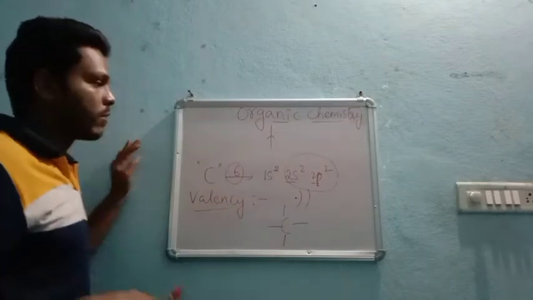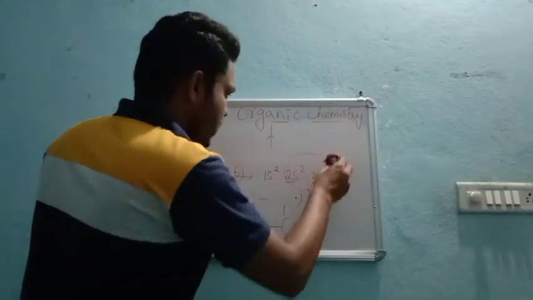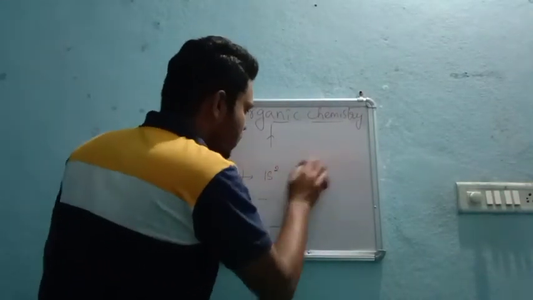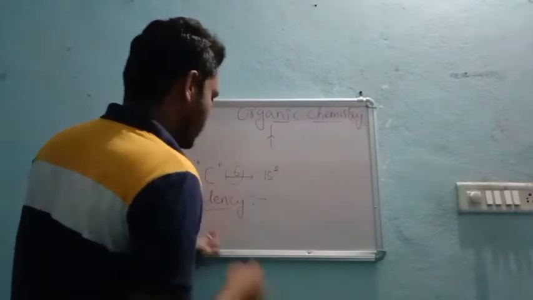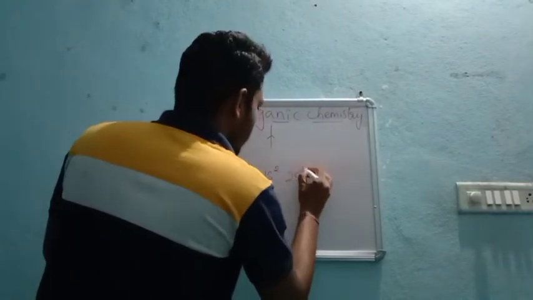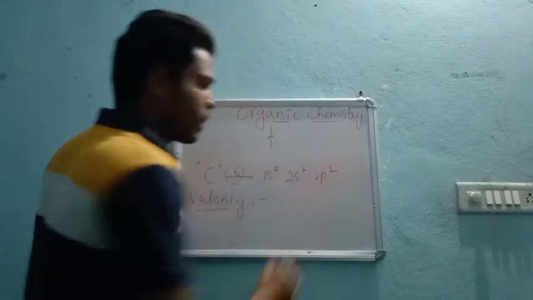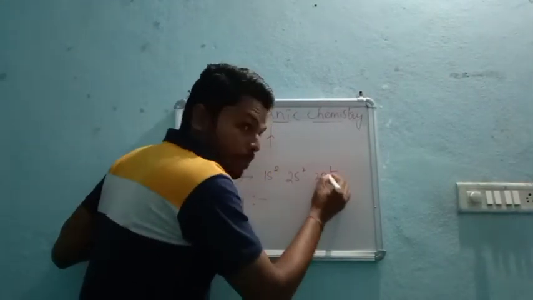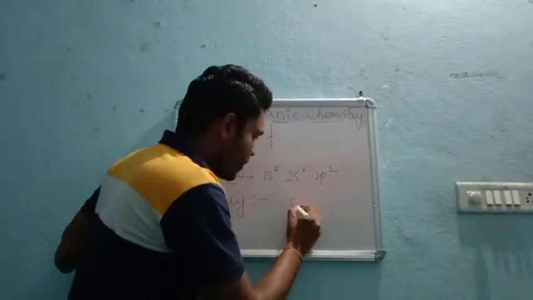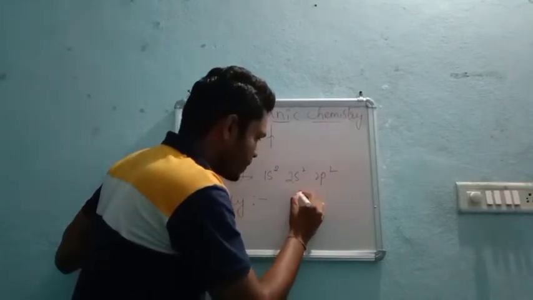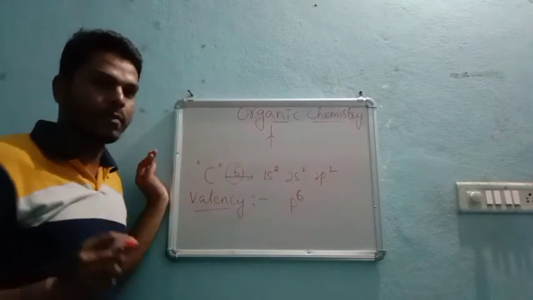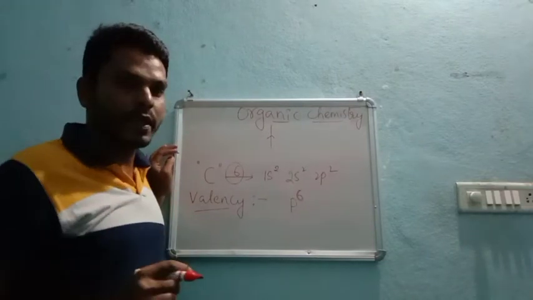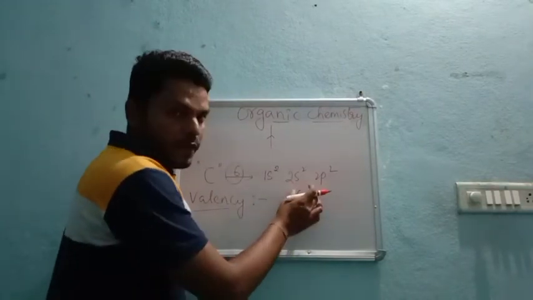One more definition we can say. Just look at the 2p. Once again I will write 2s2 and 2p2. Right? So to complete the p subshell, the maximum number of electrons present in the p subshell will always be 6.